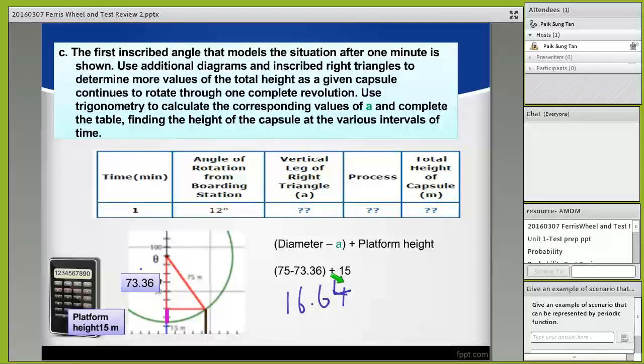This is just the first angle. For the first minute, your capsule is 16.64 meters from the ground.